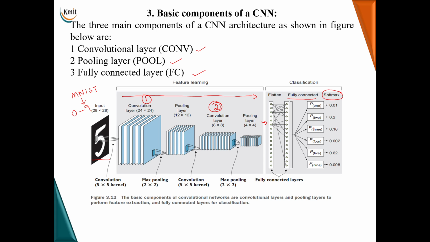So the text representation of this architecture is: input image, perform convolution operation, apply ReLU activation function, pooling layer, second convolutional layer, apply ReLU activation function, pooling layer, and the output is flattened and fed to the fully connected layer, which makes use of the softmax activation function, which gives the probabilities.